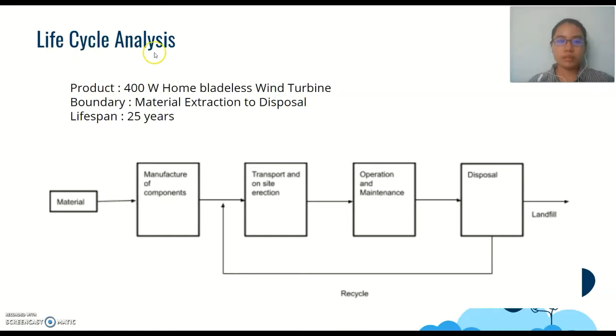And now I proceed to the life cycle analysis. Our product is a 400 watt home bladeless wind turbine, and the boundary that we set starts from material extraction until the disposal of our product, and we expect that our wind turbine has a lifespan of 25 years. So we start with material extraction and proceed to manufacturing, transportation, operation and maintenance, and finally disposal.